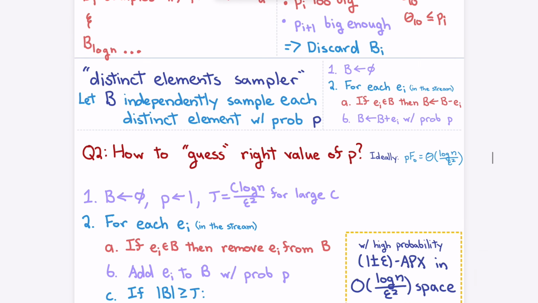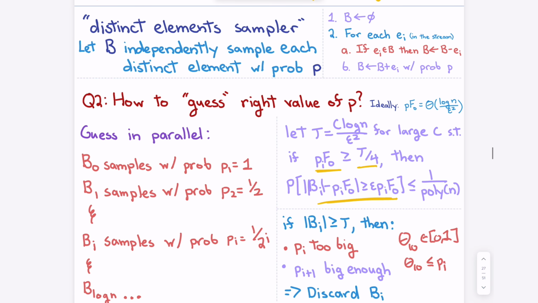It would be nice to be able to say all throughout the stream this applies, and so we can union bound it. So this one is a union bound over the length of the stream. Otherwise we could have done log m instead of log n.